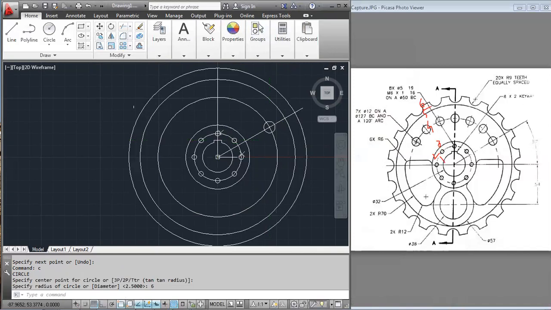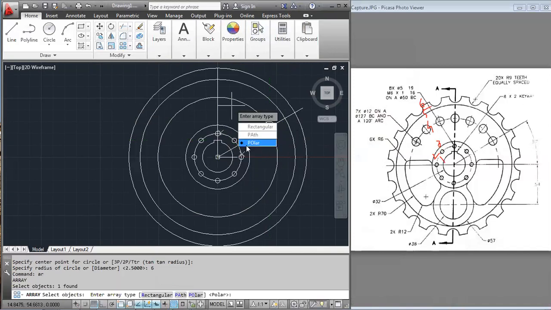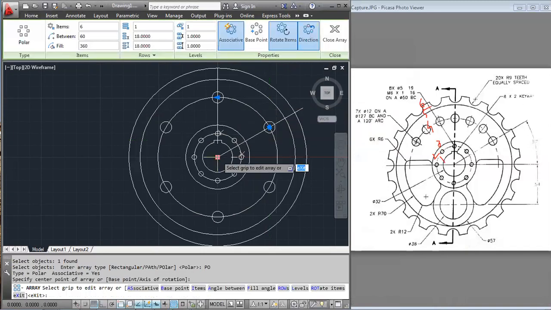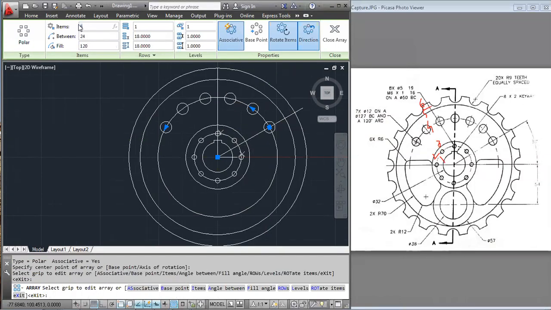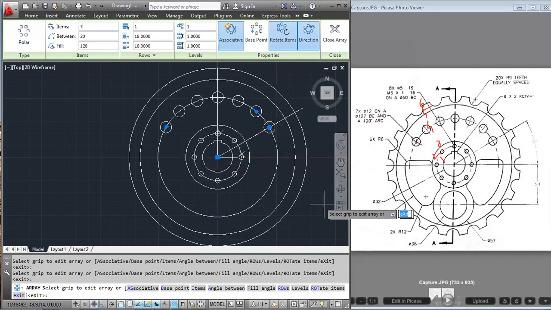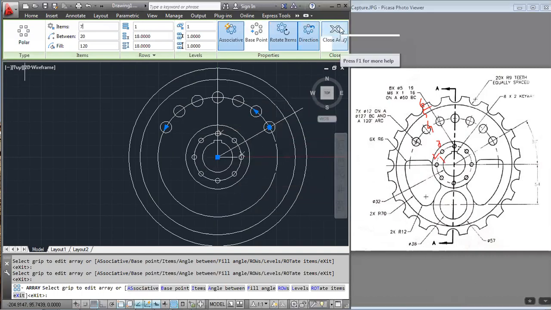Again, I will use array, AR, enter. Now I will click here, enter. I will use polar array. Now the center for the array should be this, but it won't be extended through 360 degrees, right? It should be extended through 120 degrees. So we'll make it 120. There should be 7 items, right? Not 6. So make it 7, and you have your 7 slots like this, right? 1, 2, 3, 4, 5, 6, 7 slots like this. Now just close this.